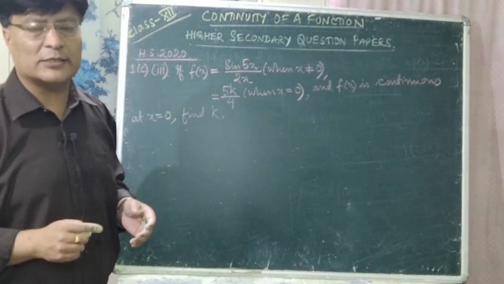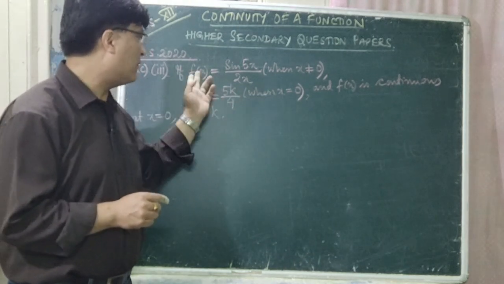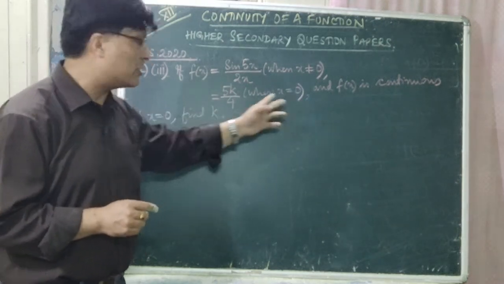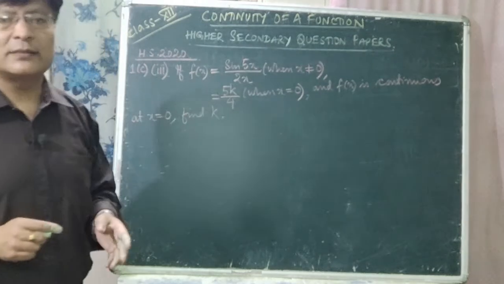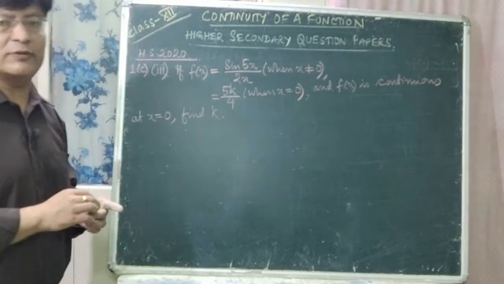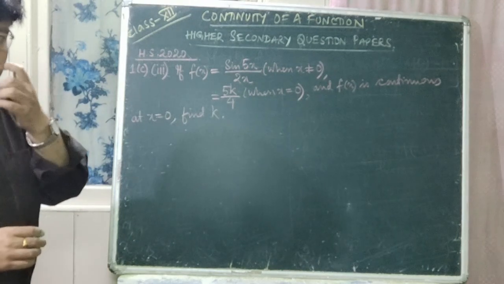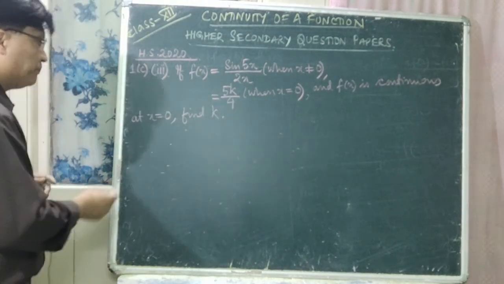Just find out limit x tends to 0 f of x. Then also, what is the value for f of x when x is exactly equal to 0? It is 5k upon 4. And since it is given that f of x is continuous at x is equal to 0, you have to find out the value for k. Is it understood now? So let us do this problem now.